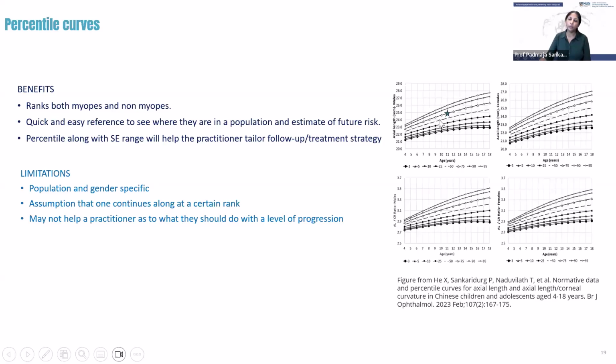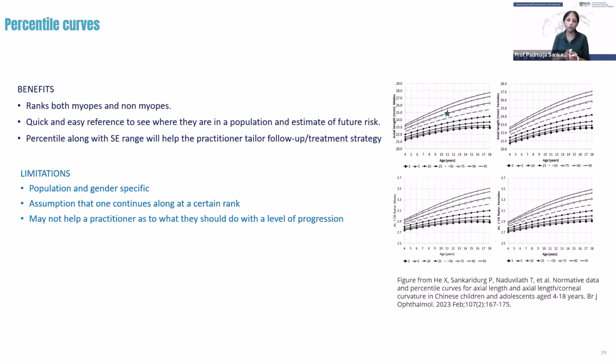Now, with respect to a practitioner looking at this data, they should not just look at the axial length value. They will need other information, such as the spherical equivalent, so that they can then decide whether the eye is myopic and what sort of treatment strategy they might want to implement for that particular eye. Now, there are some limitations with percentile curves, and we already went through it. They are very much population specific. I say population because even in a certain ethnic group, there are variations depending on the regions.